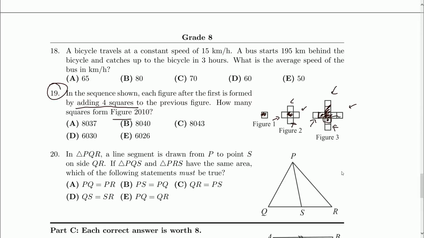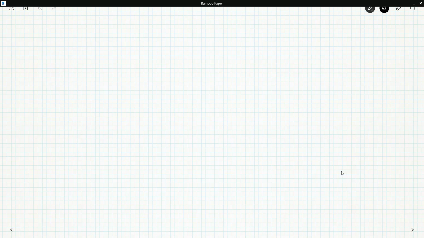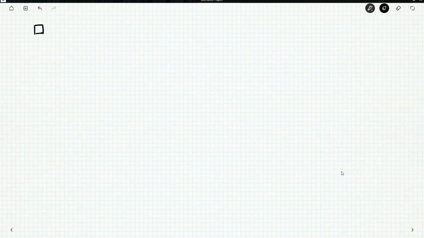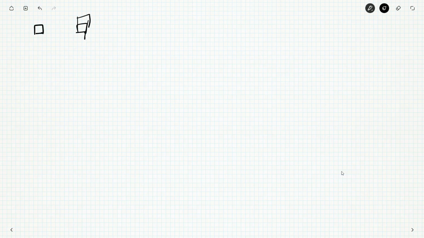How many squares form figure 2010? Okay. This question actually doesn't need to be done in terms of these figures. They're telling me how to add squares to each figure. So if I just came up with a formula for how many squares are in figure n, then I could just plug in 2010 in terms of n. So really, we're not so much looking at the actual figures as we are the number of squares in those figures.